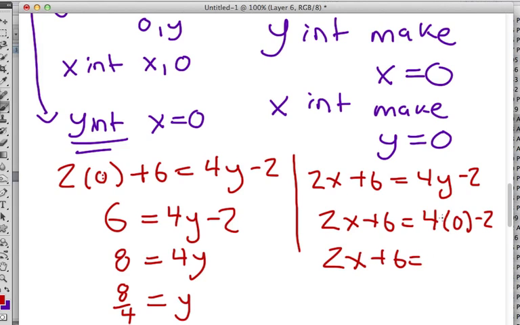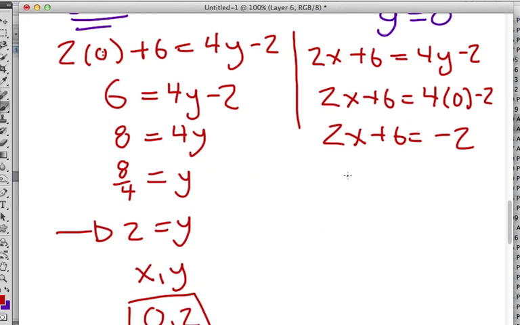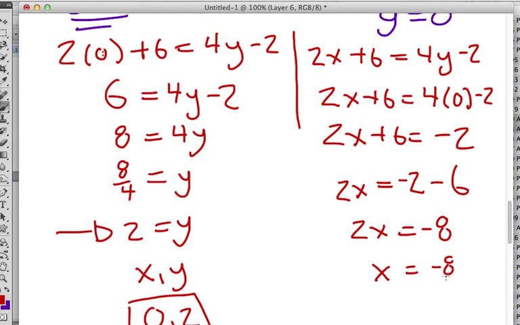4 times 0 is 0, and I'd be left with negative 2. And then I can bring the 6 over, and it will be minus 6 on the other side. So 2x will be negative 8. Okay, solve for x, because it's the only letter left. And surprise, x equals negative 4.